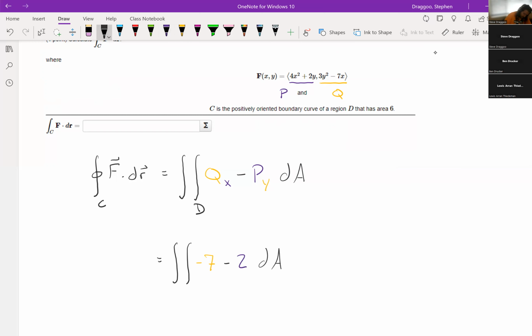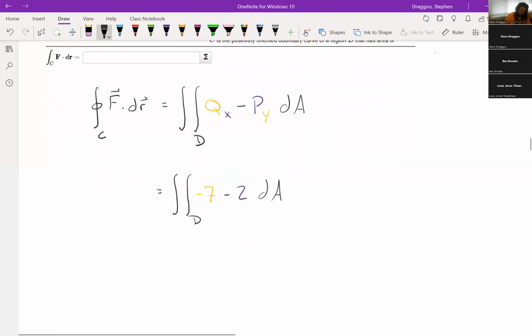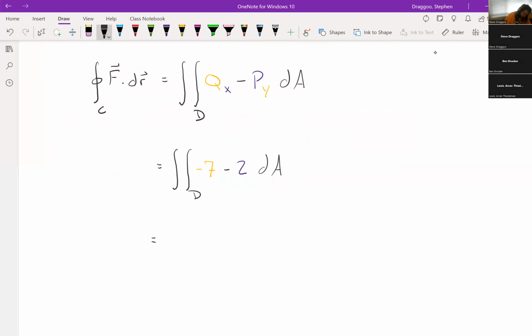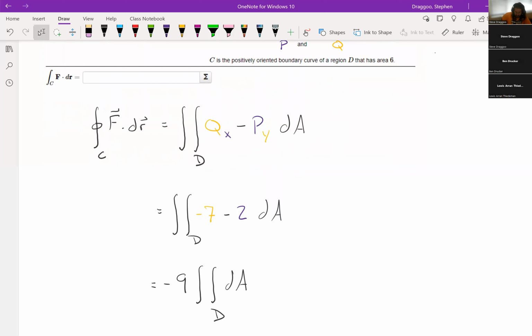dA over region D. Still don't really have anything for my bounds yet, but as we'll see in a second, we're going to get real crafty so that we don't even need them. So this is the double integral, or -9 times the double integral of dA over my region D. And here's that super nice trick. All I have to double integrate here is my integration token dA. That's all that I have for my integrand is dA.